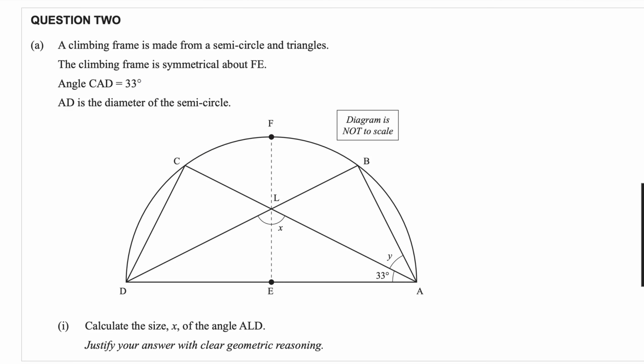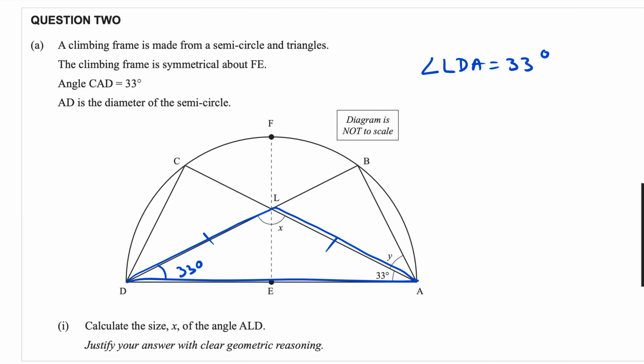All right. So question 2a, the first thing to realize is that this frame is actually symmetrical. If it's symmetrical at FE, that means we can say that these 2 distances are equal. And if they're equal, then we're going to have an isosceles triangle. And if we have an isosceles triangle, then this here is going to be 33 degrees. So that's the first thing I'm going to say. Angle LDA equals 33 degrees because base angles in an isosceles triangle are equal.